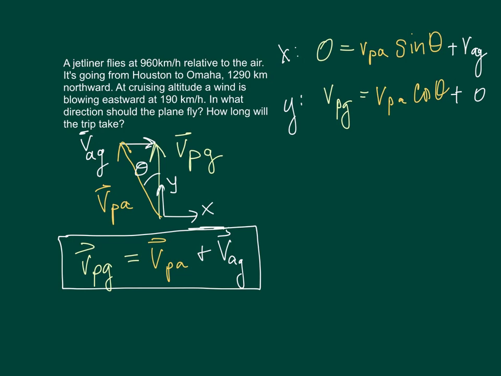In the y direction, VPG in the y direction is just its magnitude. VPA in the y direction is this component, and that's the adjacent to the angle, so that's going to be VPA times the cosine. And then finally, the component of the velocity that represents the wind, the air with respect to ground, has no component in the y direction. It's all in the x direction. So these are our two equations that we get from considering the components of the vector equation we had before.